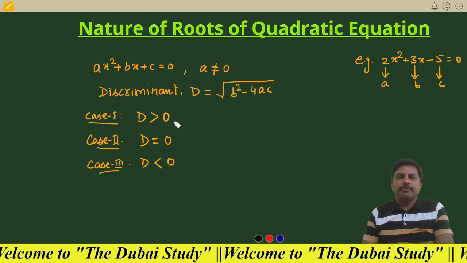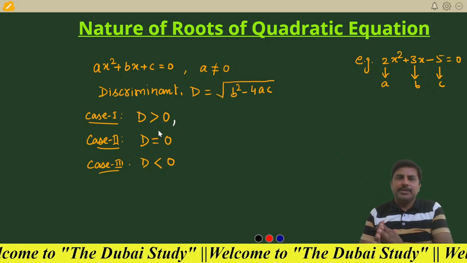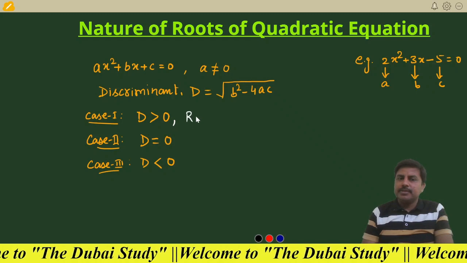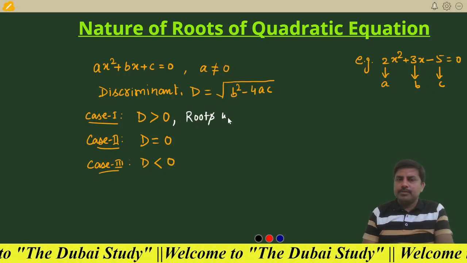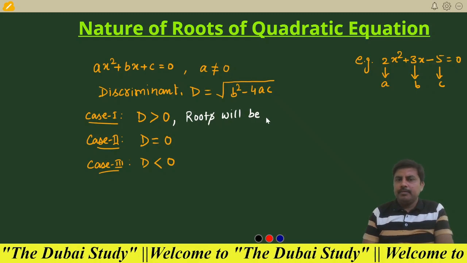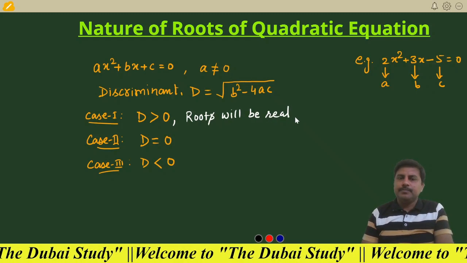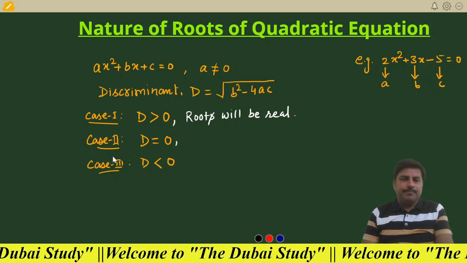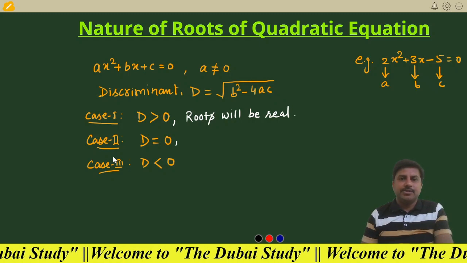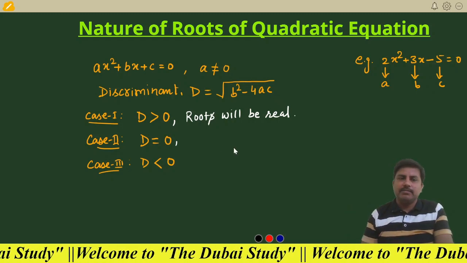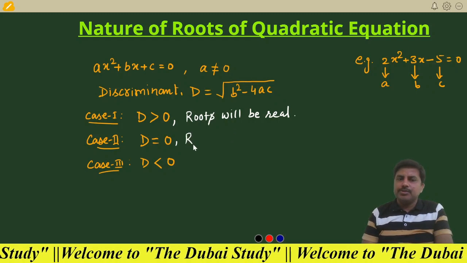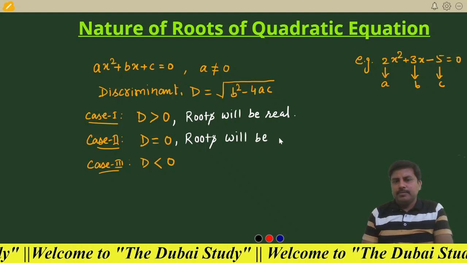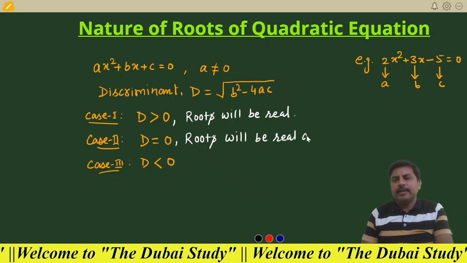For the first situation, where you have the discriminant greater than 0, you will be getting real roots. That means the roots will be real. In the second case, where you have D equal to 0, if you are getting the value of D as 0, in this situation also you will have roots that are real as well as equal.